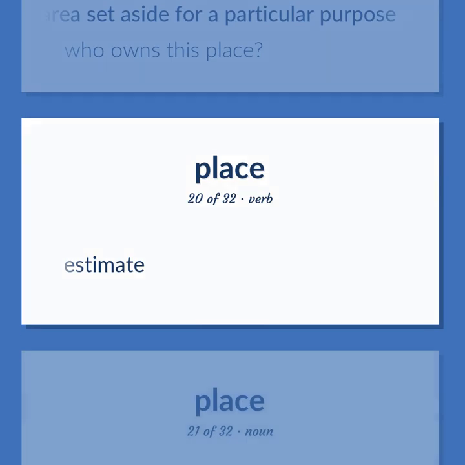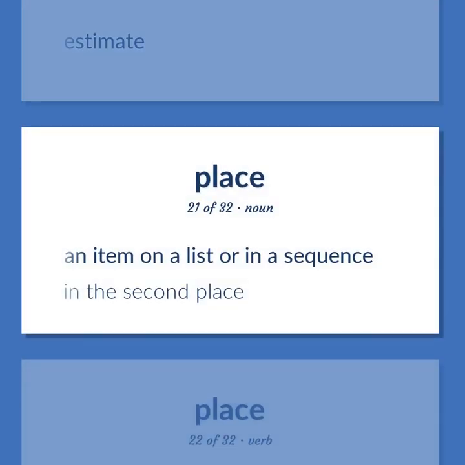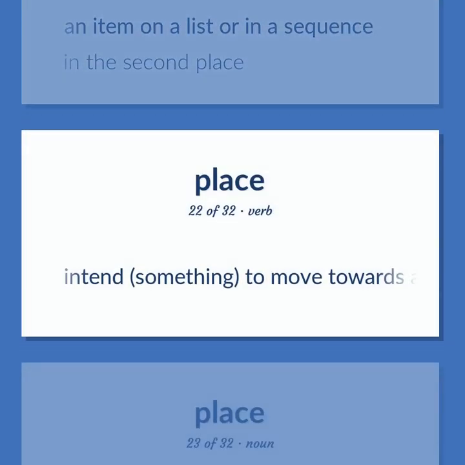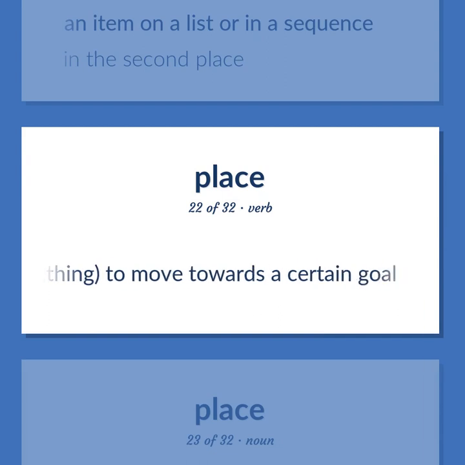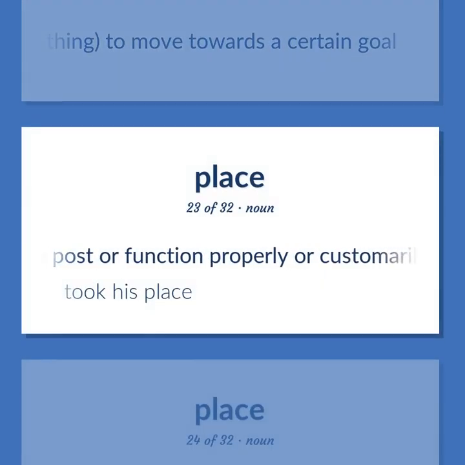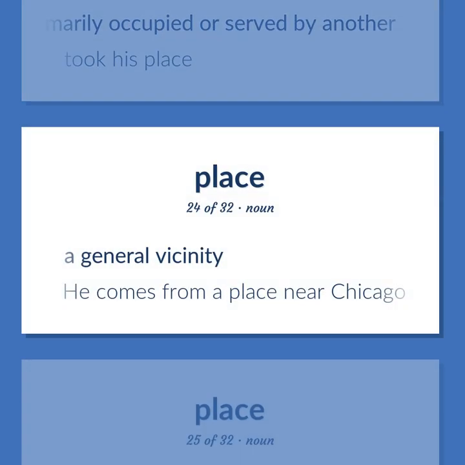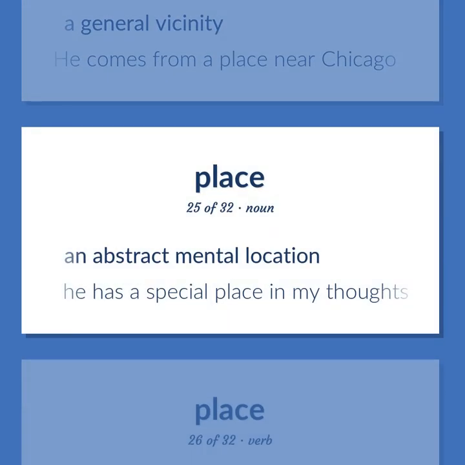Estimate. An item on a list or in a sequence. In the second place. Intend, something, to move towards a certain goal. The post or function properly or customarily occupied or served by another. Took his place. A general vicinity. He comes from a place near Chicago. An abstract mental location. He has a special place in my thoughts.